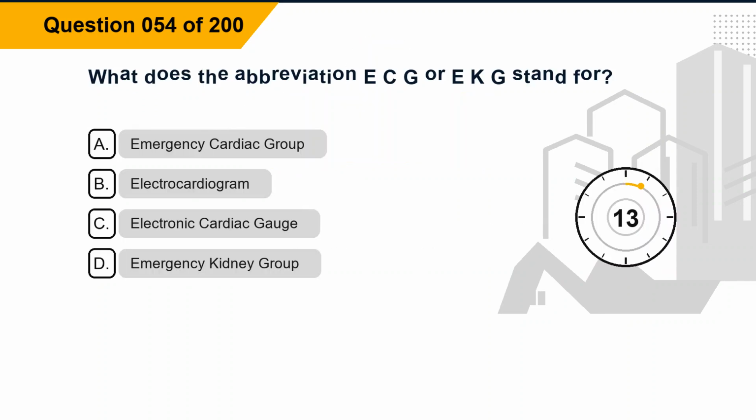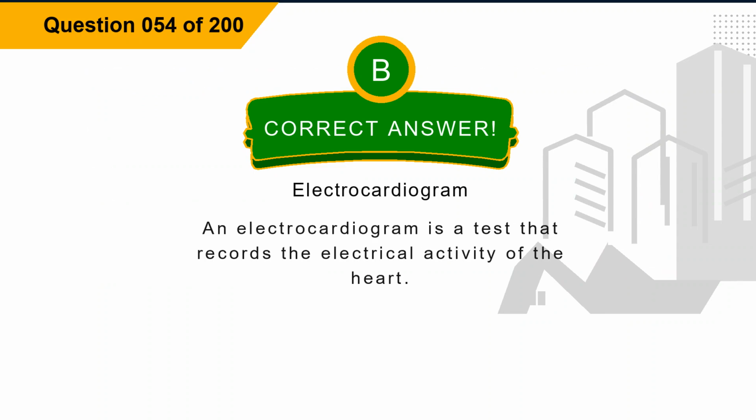Question 54. What does the abbreviation ECG or EKG stand for? Option A, Emergency Cardiac Group. Option B, Electrocardiogram. Option C, Electronic Cardiac Gauge. Option D, Emergency Kidney Group. The correct answer is option B, Electrocardiogram. Explanation. An electrocardiogram is a test that records the electrical activity of the heart.